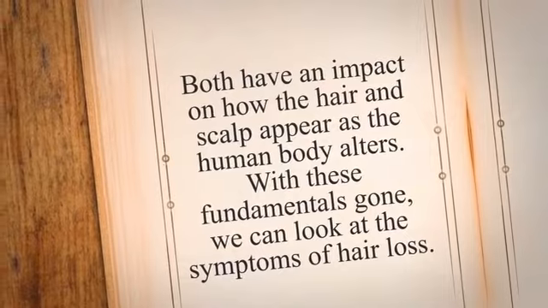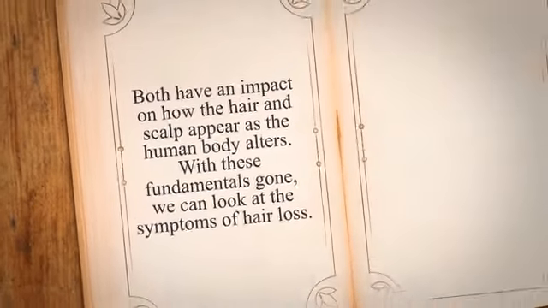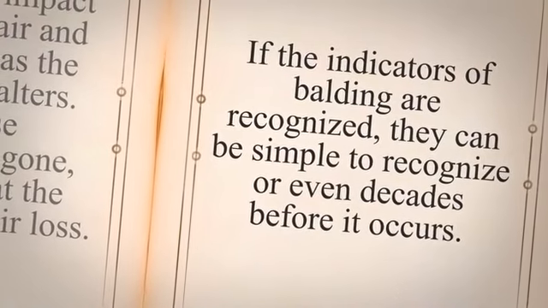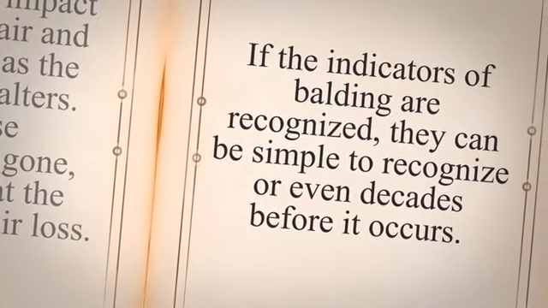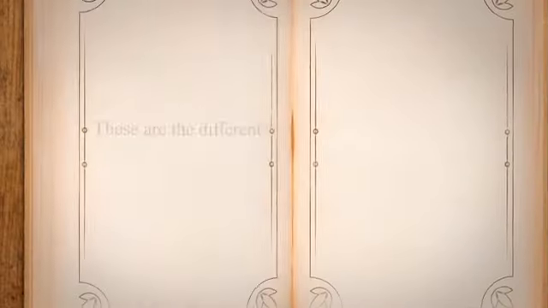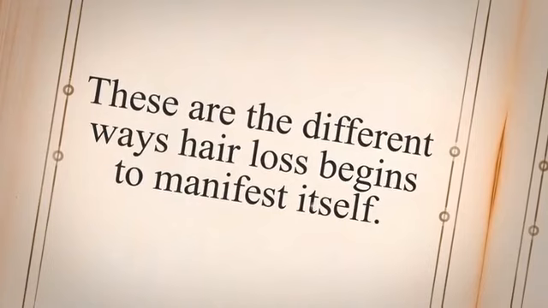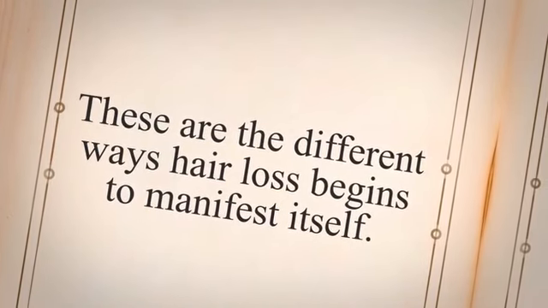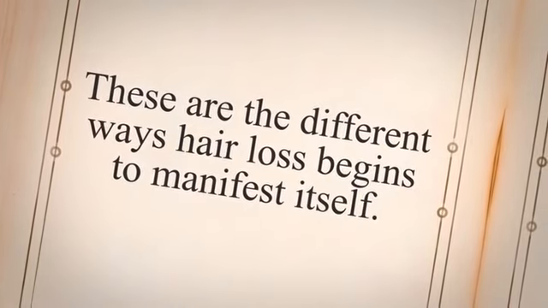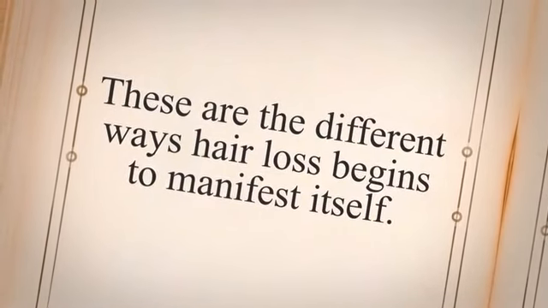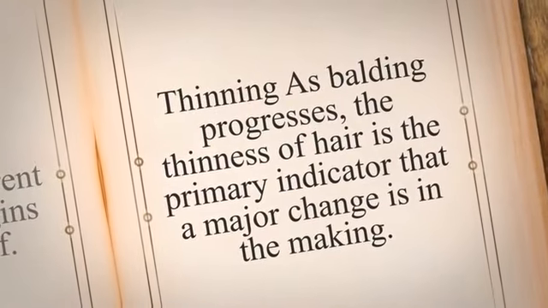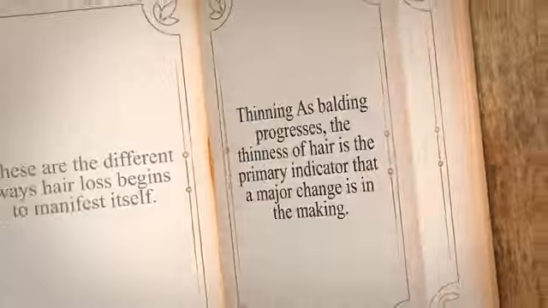With these fundamentals gone, we can look at the symptoms of hair loss. Signs of balding. The process of becoming bald takes time and effort. If the indicators of balding are recognized, they can be simple to recognize or even decades before it occurs. At the same time, some signs of balding may be temporary, while others can be a sign of permanent hair loss, beginning with the most well-known indication of balding. These are the different ways hair loss begins to manifest itself. Thinning. As balding progresses, the thinness of hair is the primary indicator that a major change is in the making.